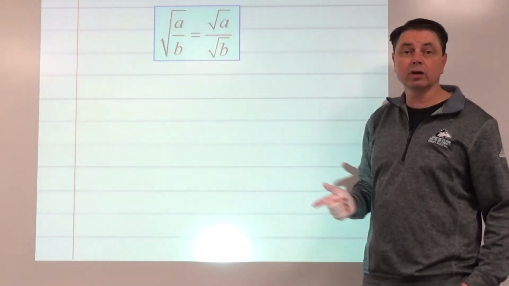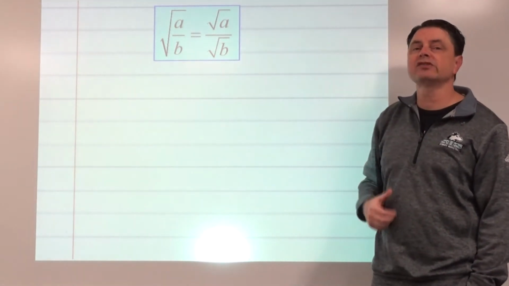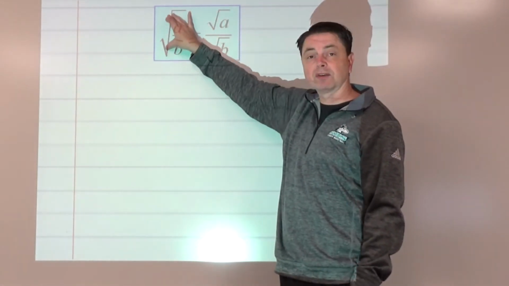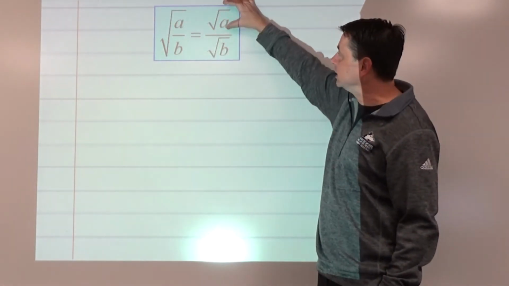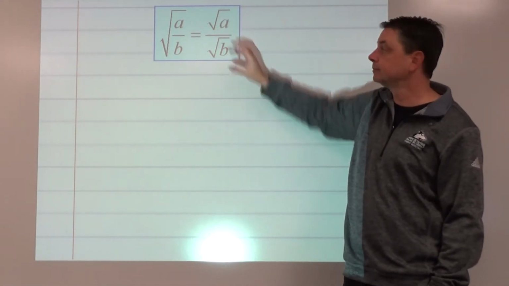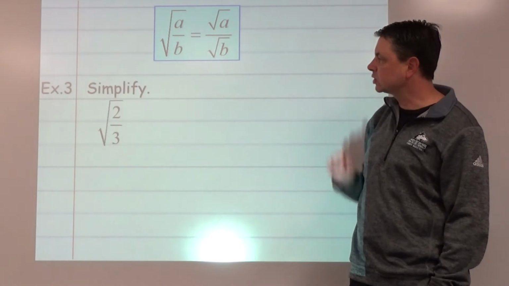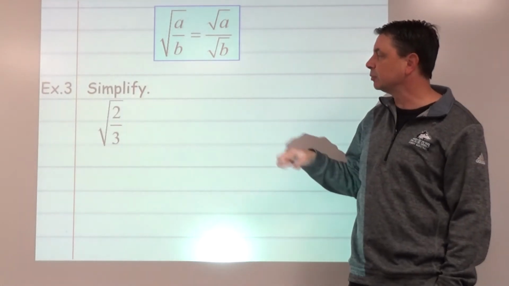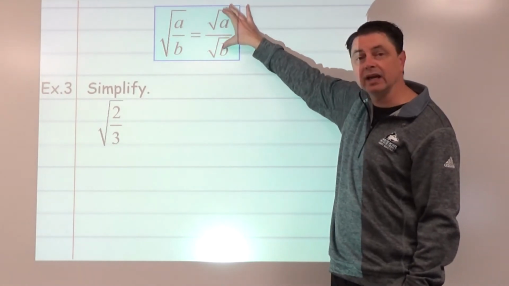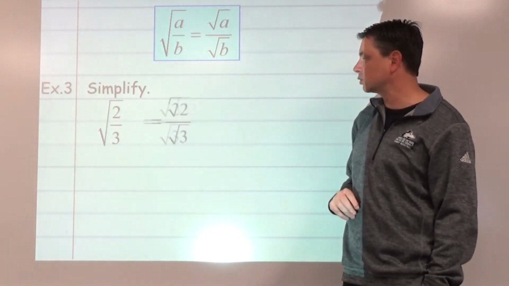All right, the other thing we're going to look at is the quotient property. So this is what happens if we're trying to simplify the square root of a fraction. We're going to break it up to be square root numerator over square root denominator. Such as example number 3, simplify the square root of 2 over 3. We're going to initially break it up like this, square root of 2 over the square root of 3.